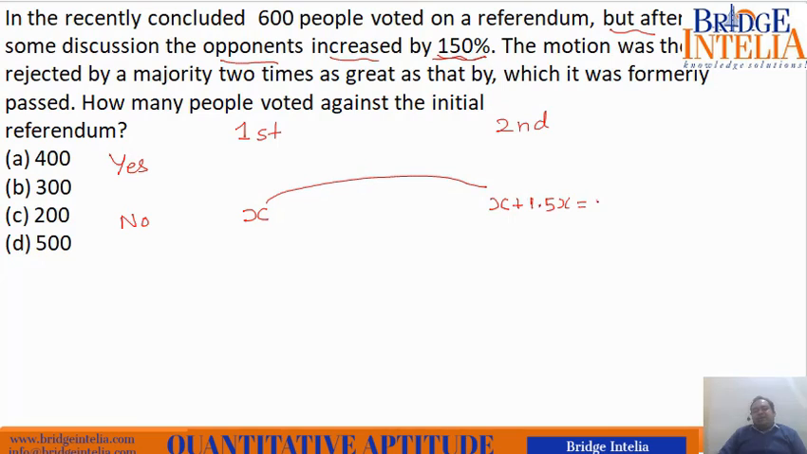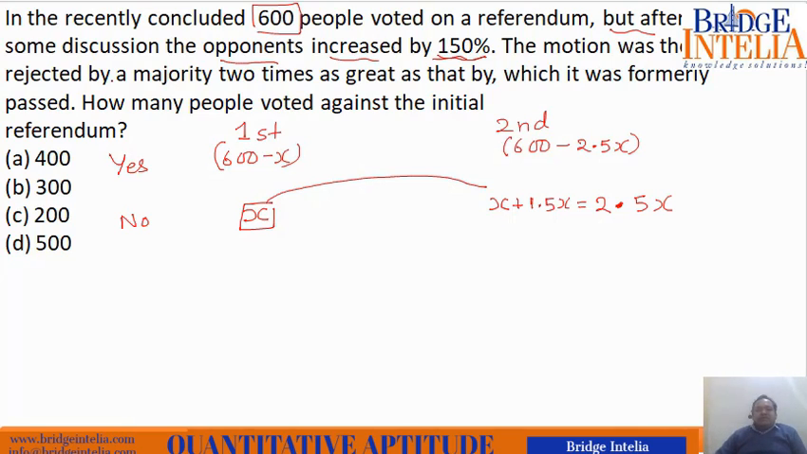So finally, those people who were saying no, they became 2.5x. So total 600 people have voted. Out of 600, if x say no, the remaining must be saying yes. In the first referendum, similarly in the second referendum, how many people would have said yes? 600 minus this much, 2.5x. Now what happened? What is the difference between the first referendum and the second referendum?